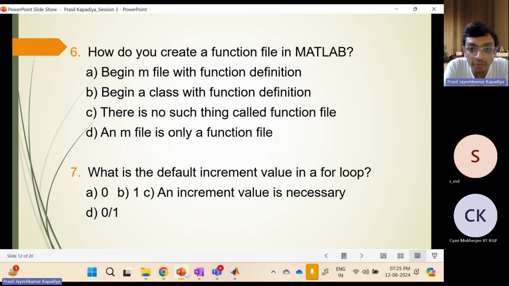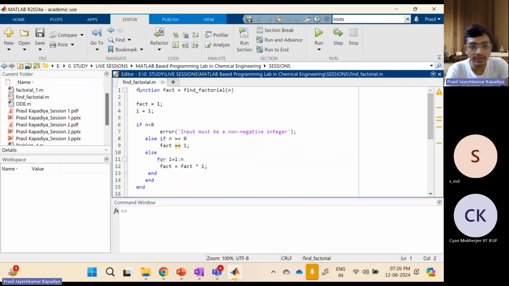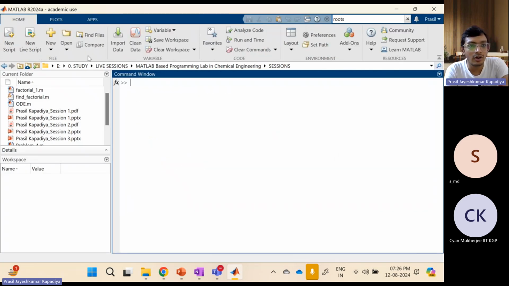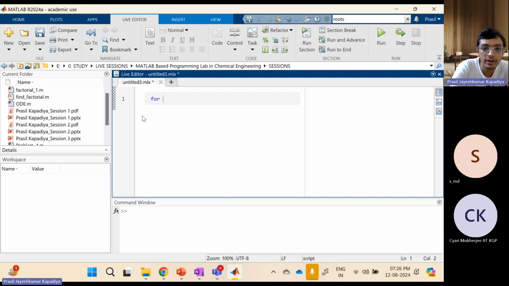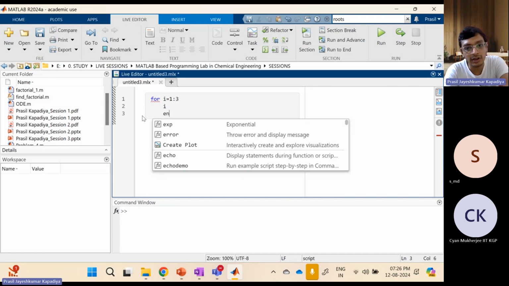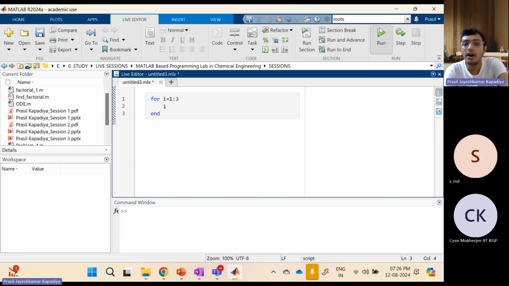Next question, what is the default increment value of a for loop? Let's say I am writing one small code just to explain. For i equal to 1 colon 3, end, I just want to print i. So let's see what I'm getting: 1, 2, and 3. What is the default value of the loop increment? It is 1. Let's say I'm going till 10, so it will show 1, 2, 3, 4, 5, 6, 7, 8, 9, 10.